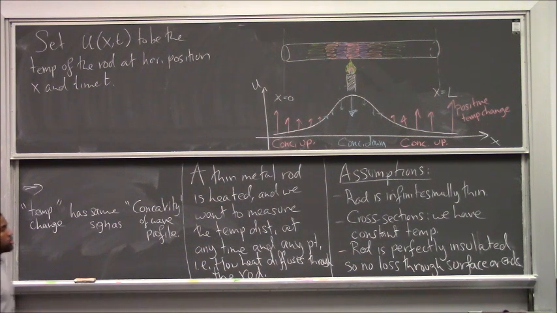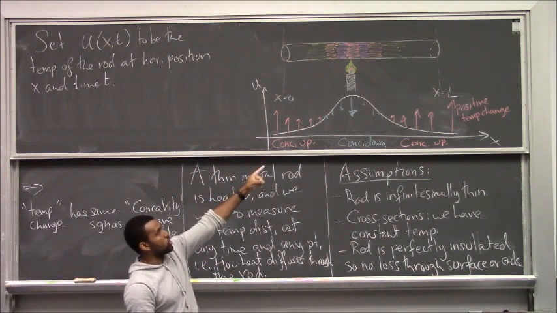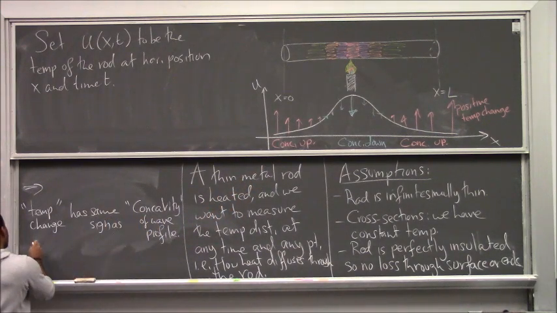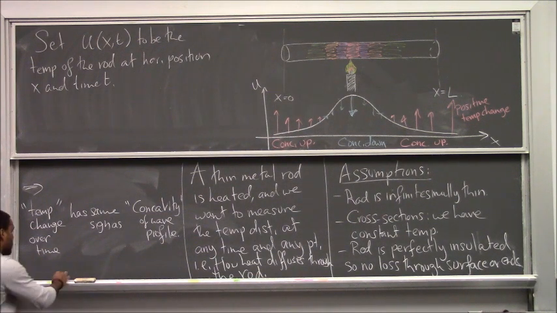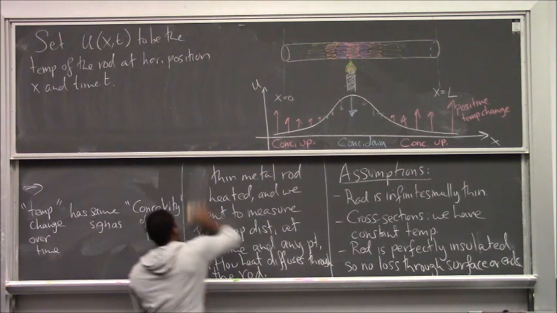Now, these arrows represent what they're doing over time, so I can add over here: temperature change over time is going to give us the same sign as the concavity. When the temperature is falling, I'm getting concave down, and when the temperature is rising, I'm getting concave up. I have a graph that looks like that.